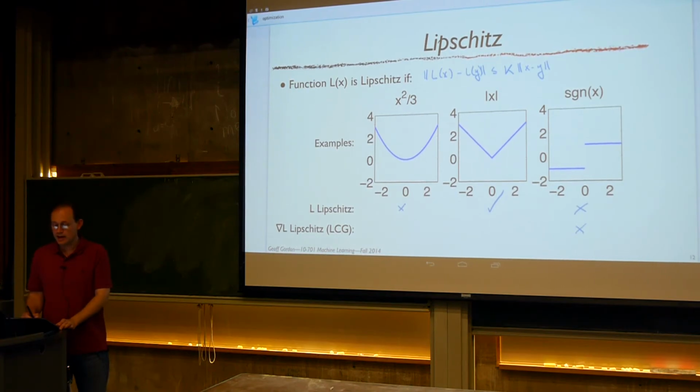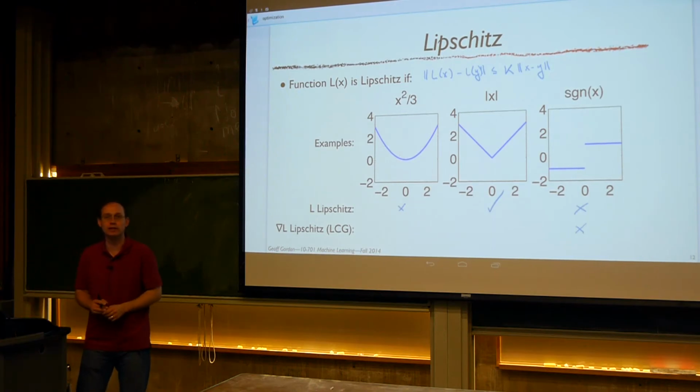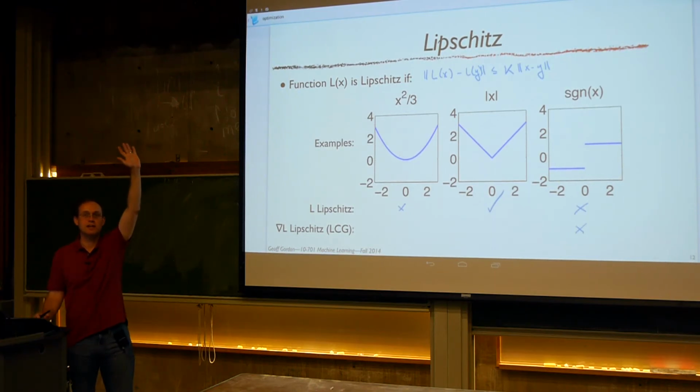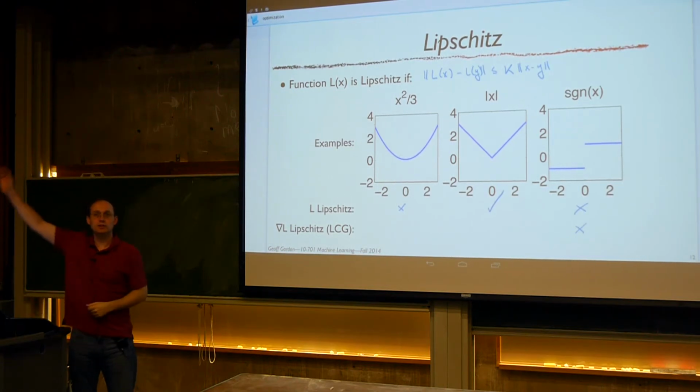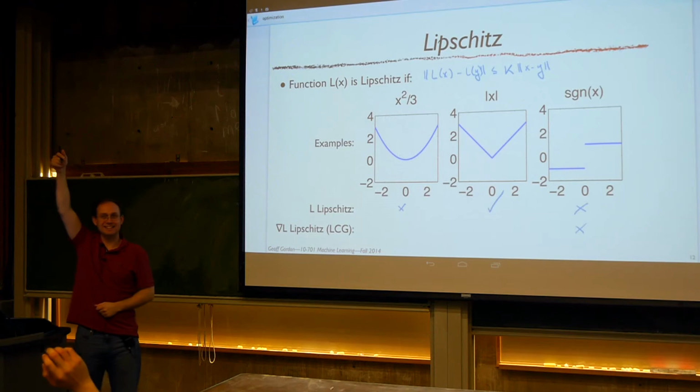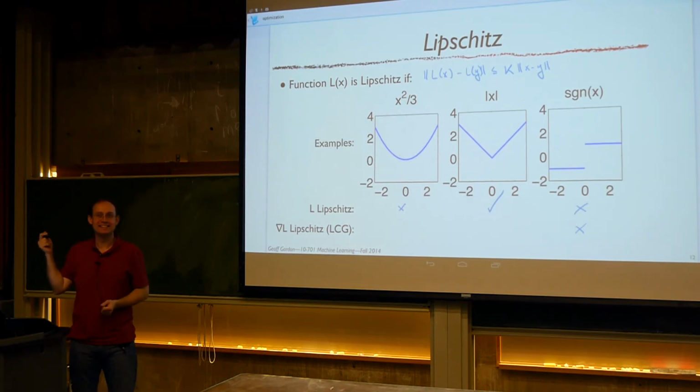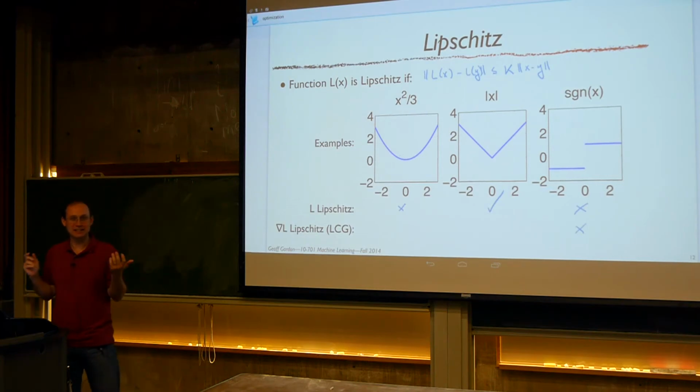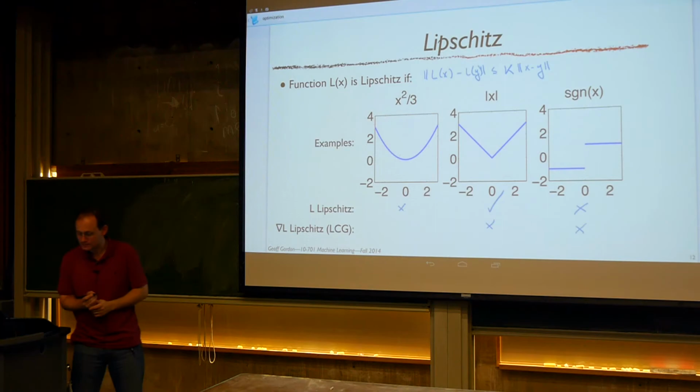How about the absolute value function? Does it have a Lipschitz continuous gradient? Let's do a poll again. Yes, Lipschitz continuous gradient. No Lipschitz continuous gradient. Excellent. What's the gradient? Sine x. So you answered the question before. The gradient is sine x, which we know is not Lipschitz continuous.